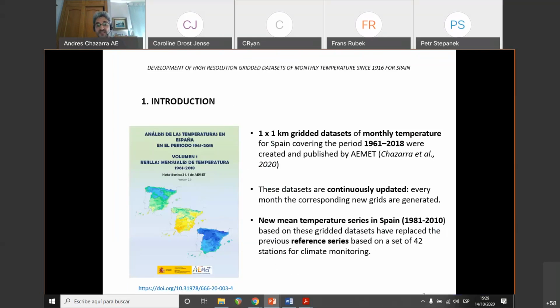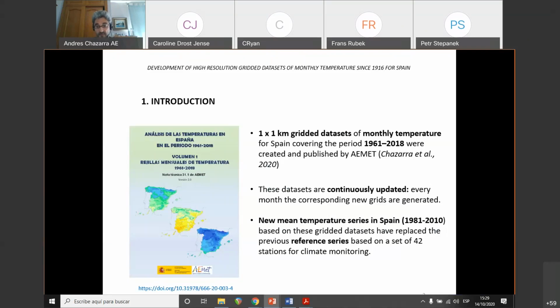These data sets are continuously updated. Every month we create the new provisional temperature grids, and 6 months later we create definitive grids when we have all the data from our network.